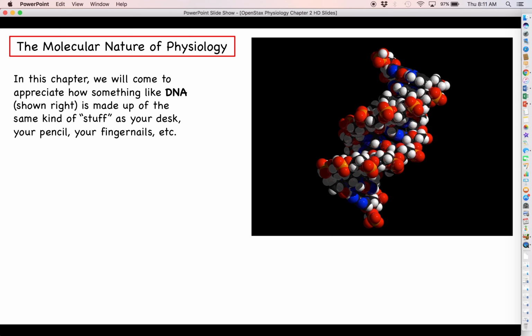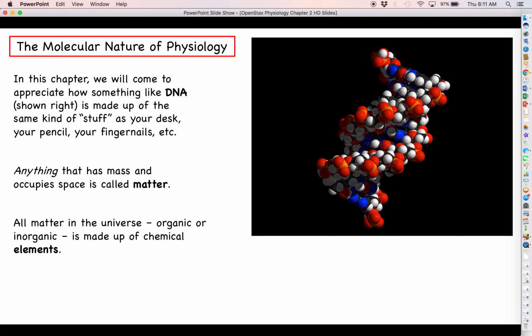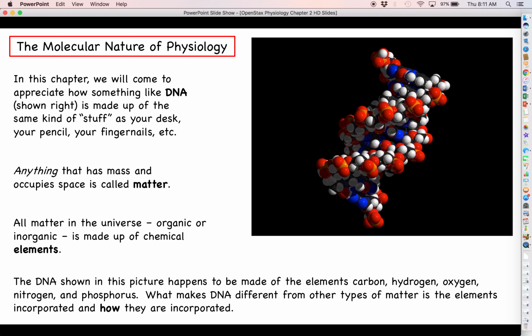So not only the kind of stuff that we are made of, like the DNA molecule you see here, but also the couch that you're sitting on or the chair that you're sitting on, the pencil that you have in your hands, your fingernails, anything that you want to think about is probably made of matter. So matter is going to be made up of what are called chemical elements. Basically, it's a menu of all the different things that matter in the known universe is made of.